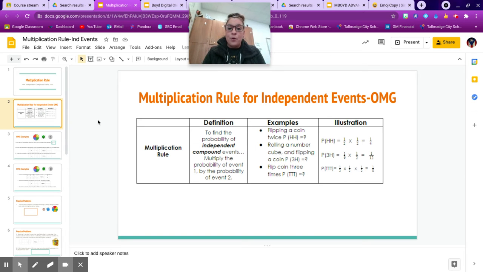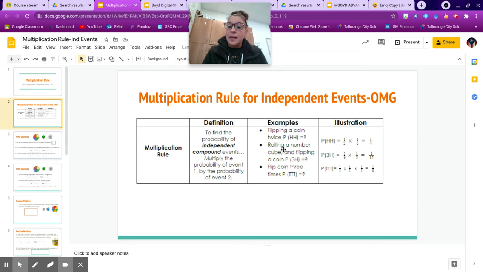So for example, flipping a coin, what is the probability that I will get heads on the first flip and heads on the second flip? Well, the probability of heads on the first flip is 1/2 times the probability of heads on the second flip, which is 1/2. 1/2 times 1/2 is 1/4. So the probability of two heads is 1/4.